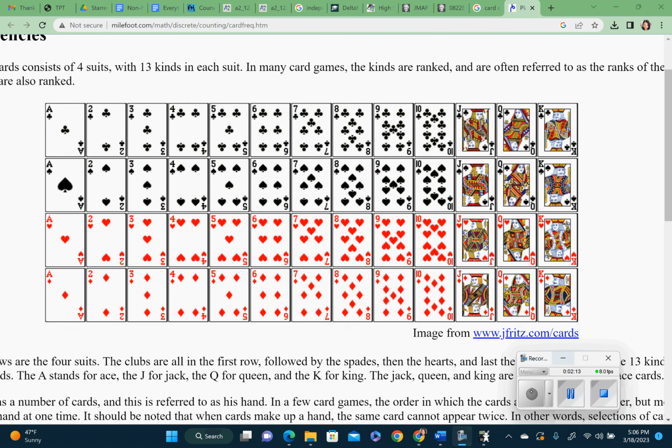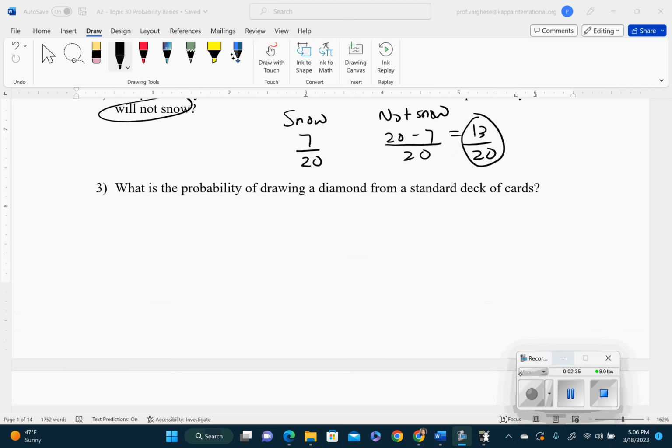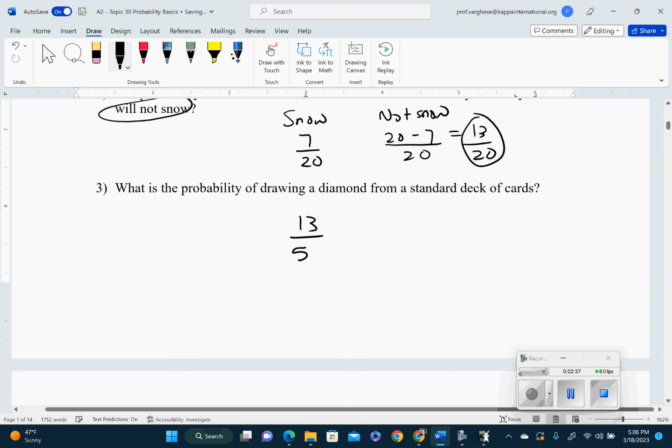So we're looking for diamonds. So here are all the diamonds. Okay, so diamonds, hearts, spades, clubs. So these are all the diamonds. If you count them, 1, 2, 3, 4, 5, 6, 7, 8, 9, 10, 11, 12, 13. There are 13 diamonds out of a stack of 52 cards. Okay. So our answer to this question is 13 out of 52.